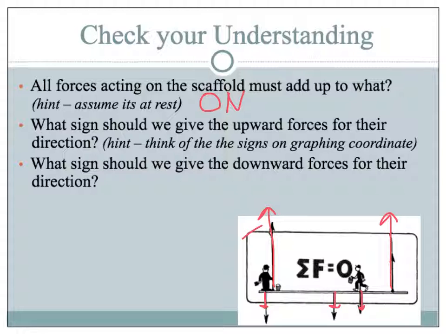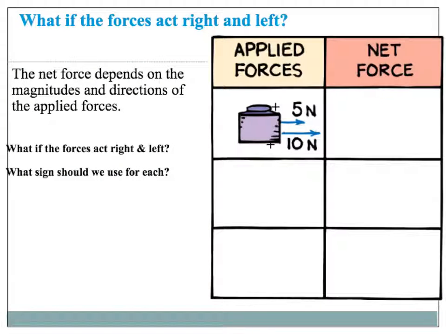In order to calculate this mathematically, we need to attribute signs, positive and negative signs, to the upward force and the downward force. What makes the most sense, especially if you think about it in terms of graphing coordinates, is that the upward forces would be given a positive sign and the downward forces would be given a negative sign. Well, what about if the forces are acting to the left and to the right?